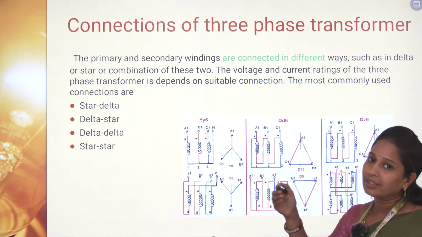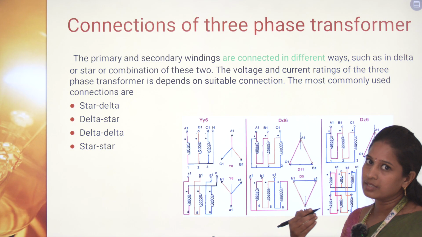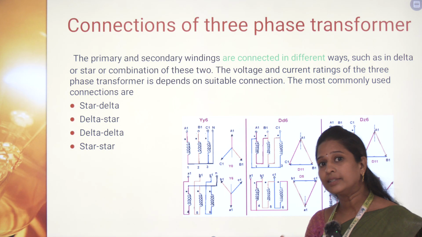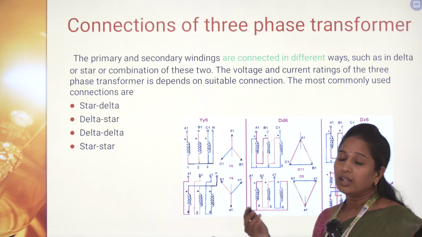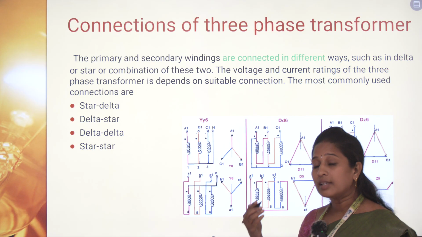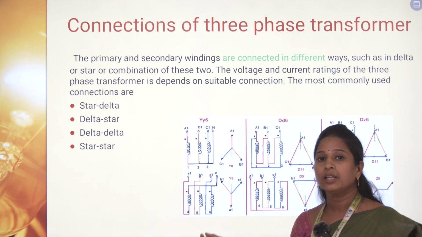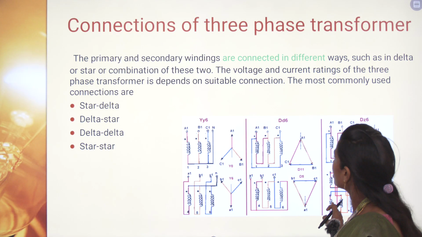And what are the connections of the three-phase systems available? The primary winding and secondary winding can be connected in many different ways: connections like star to delta, delta to star, delta to delta, as well as star to star. Here some pictures are shown.